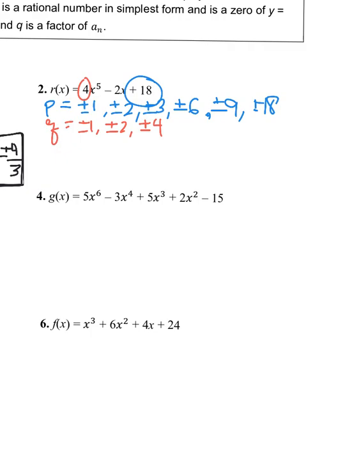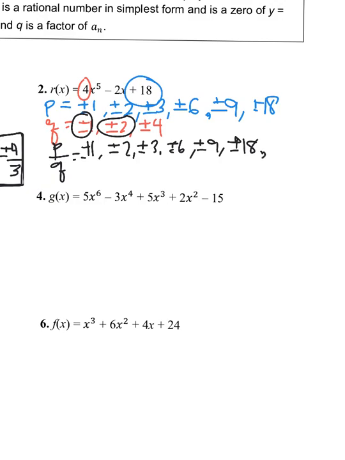Okay, so to list all the possibilities, I have P over Q. So to start with my denominator of 1, I have plus or minus 1, 2, 3, 6, 9, 18. Okay. Then I move on to denominator of 2. I get plus or minus 1/2, plus or minus, well, 2 over 2 gets me 1, I already have. 3 over 2, I don't have. 6 over 2, I have. 9 over 2, I don't have. 18 over 2, I do have.